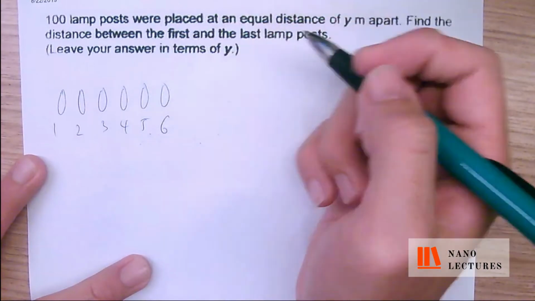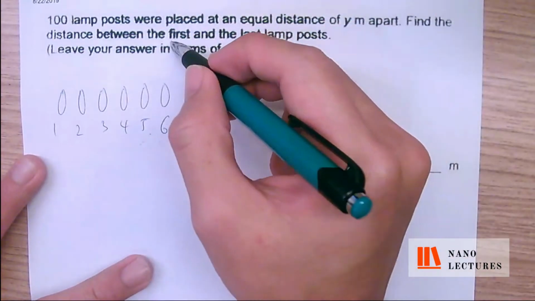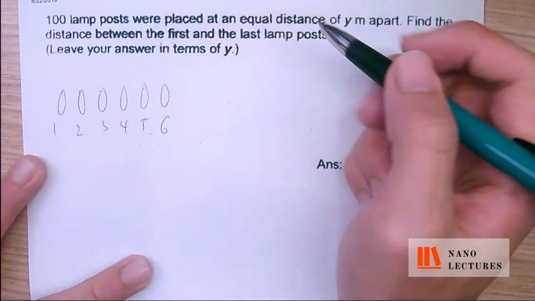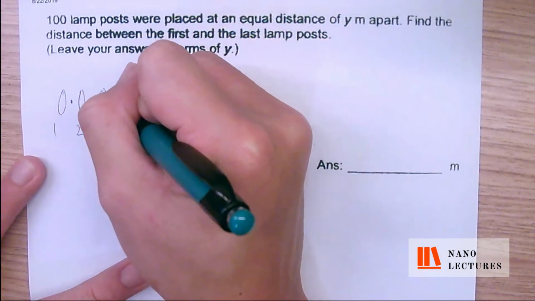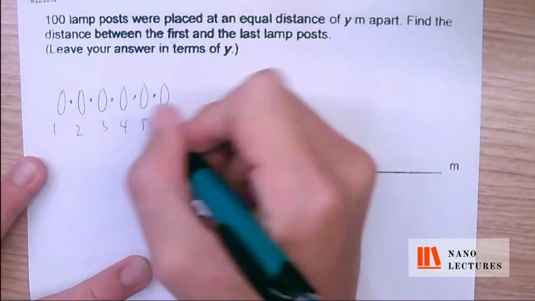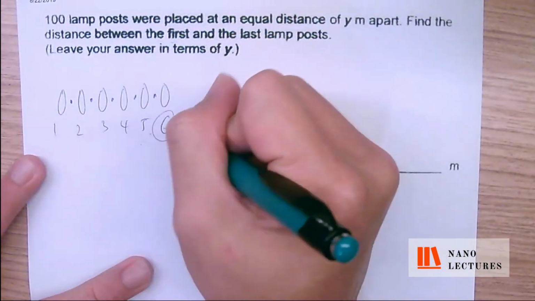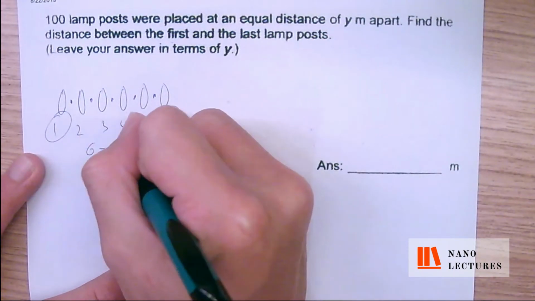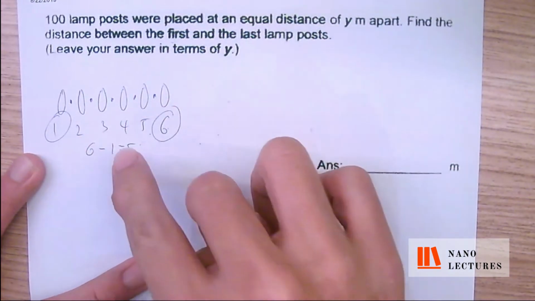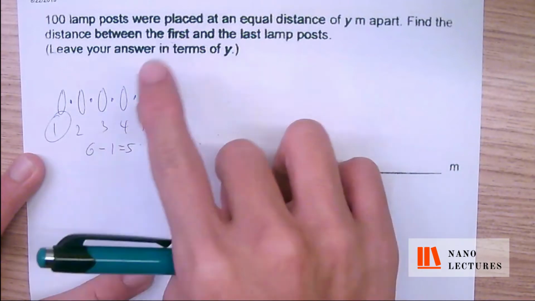What if I ask, find the distance between the first and the last lamppost? The first and last lamppost, right? How many spaces are there? 1, 2, 3, 4, 5. In working form, how do you get 5 spaces? You take this one minus this one. Take the last one minus the first one, and therefore you're going to get 5, right? So 5 spaces.